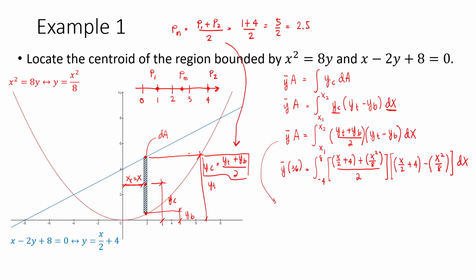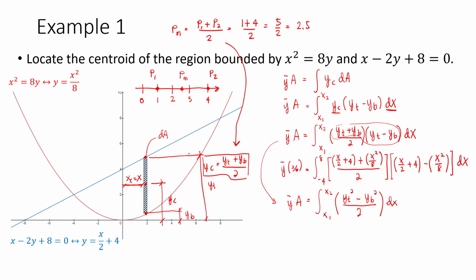So from this portion here, I'm going to combine the terms first. So this becomes y bar times area, then from x1 to x2. Notice that the numerator will be a difference of squares. So this becomes y top squared minus y bottom squared all over 2 dx.